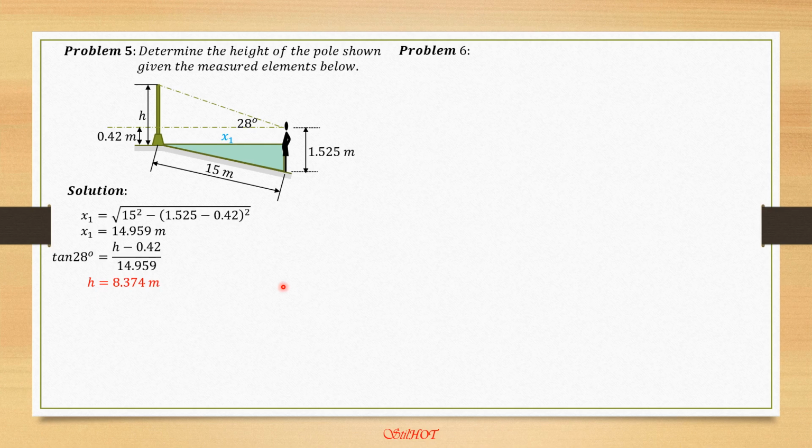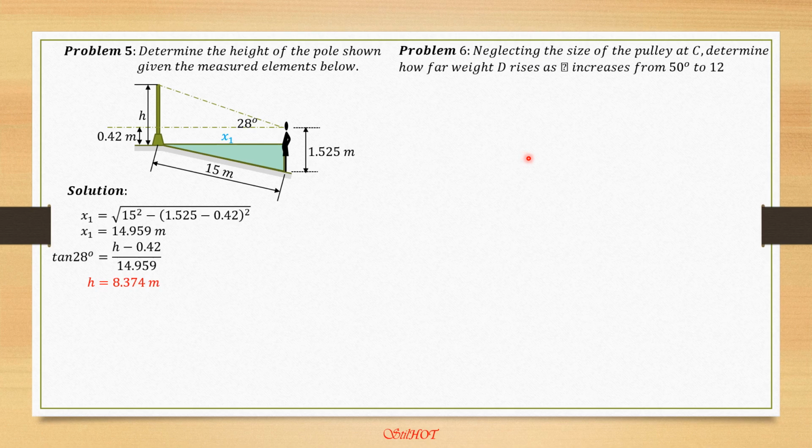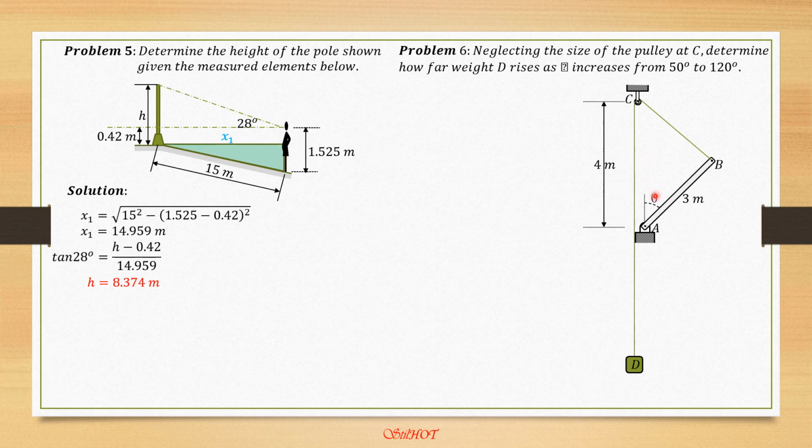Then problem 6, neglecting the size of the pulley at C, determine how far weight D rises as theta increases from 50 degrees to 120 degrees. So this is the given figure. The distance that weight D rises will be the difference of the length BC from this position to this position somewhere here. So that's the change in length of BC, or change in displacement of BC. That's also the distance weight D rises.